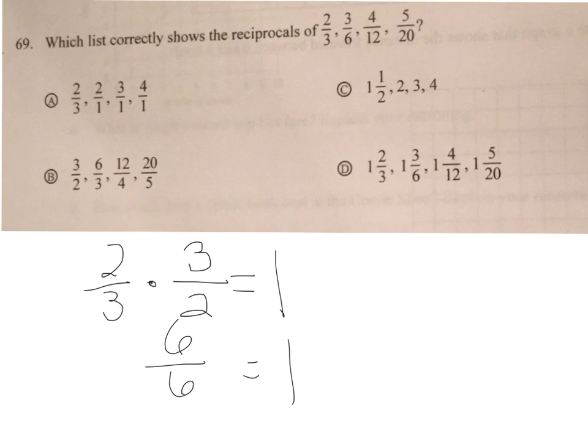So for this one, we have 3/2, check, 6/3, check, 12/4, check, and 20/5. So B is the correct answer for reciprocals. These are mixed numbers. These are not reciprocals. Yes, they are the reciprocals simplified into mixed numbers, but it's asking specifically for the reciprocals in this problem.